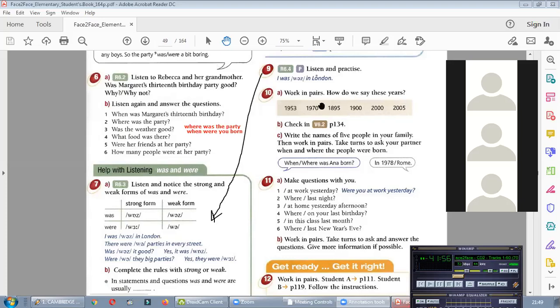فمجرد مراجعة شكلها من البيجنر على قصة الyears فنقدر نتفاداها نفوتها يعني. Okay, checking each day. Write the names of 5 people in your family. Then work in pairs. Take turns to ask your partner when and where the people were born.